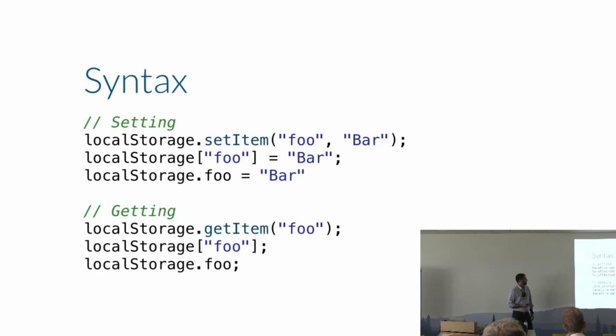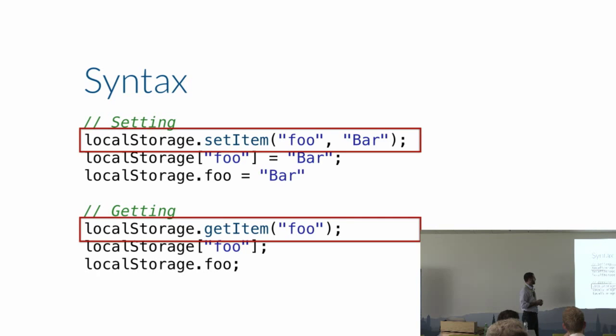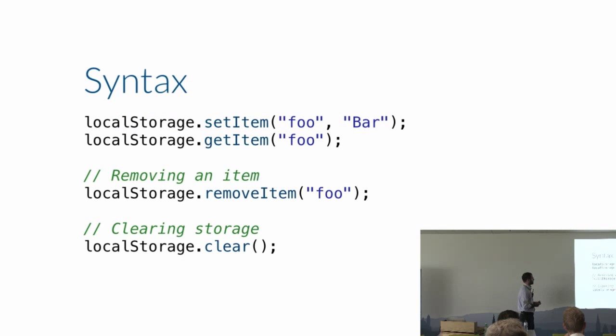There's three different ways of setting and getting data out of web storage. You have the methods setItem, getItem, you can do array syntax, or you can do object syntax that way. I tend to prefer setItem, getItem. It just makes better visual sense to me, especially when you compare it to removing an item or doing clear. It just seems a lot more straightforward.